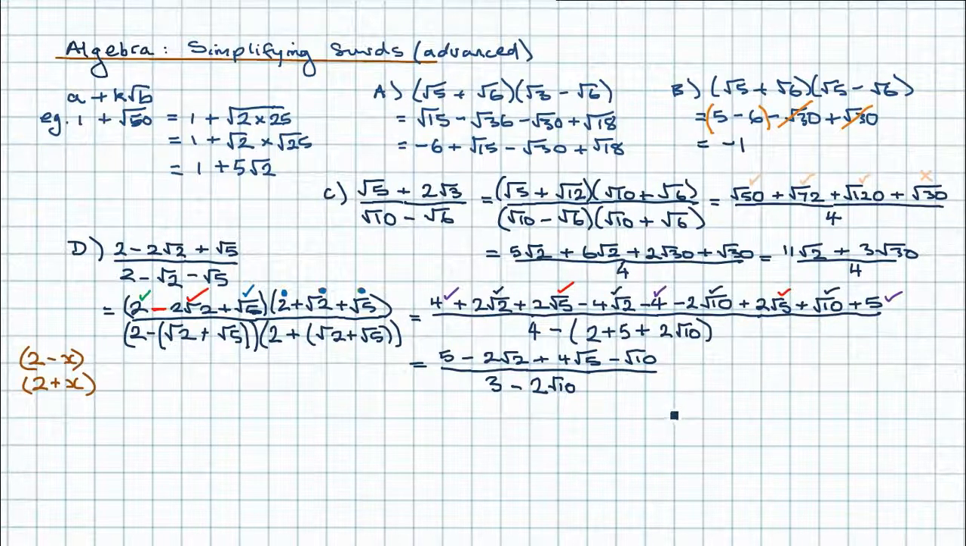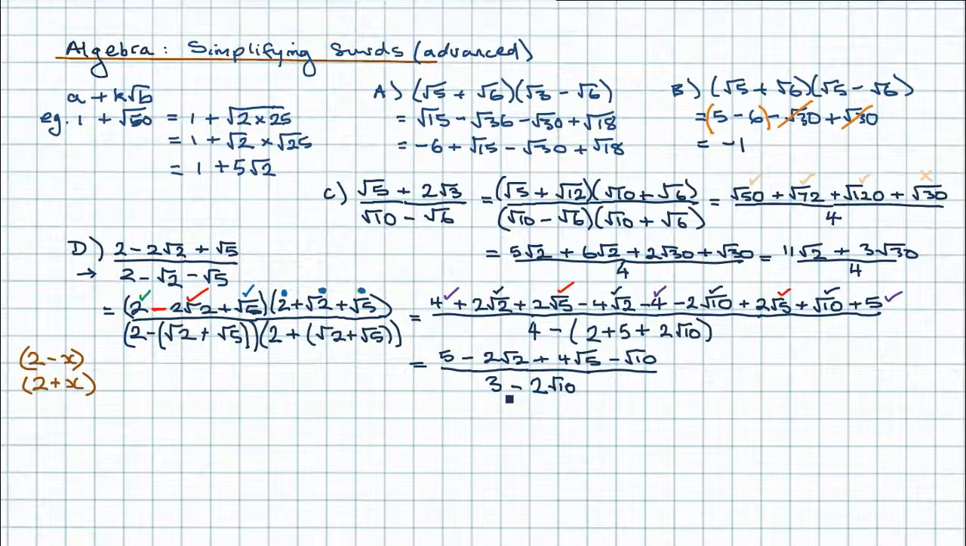So that's an interesting stage to get to. Certainly what we've done is simplified this denominator here. So we've sort of halved the number of surds that we've got in there, but we've still got a surd in our denominator. So we're only halfway through the problem.